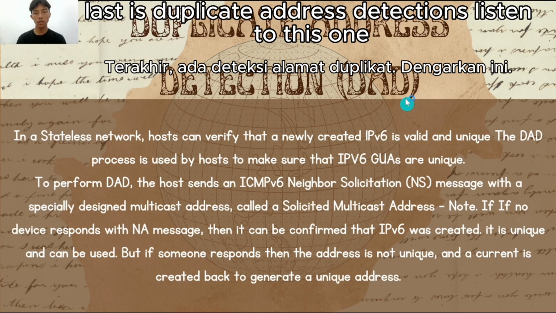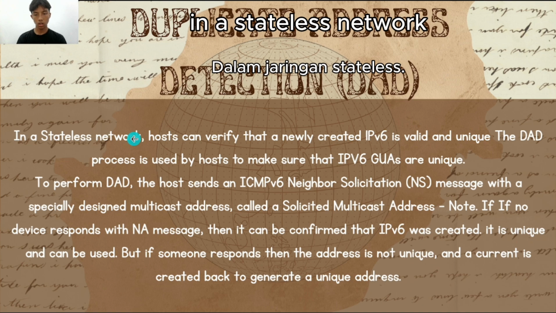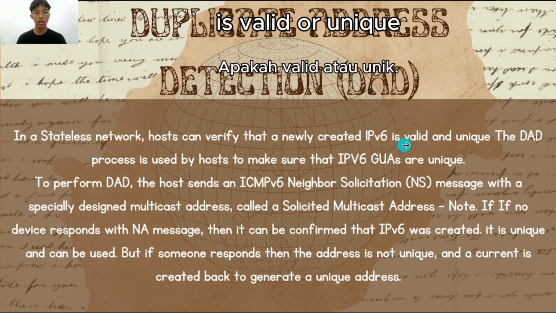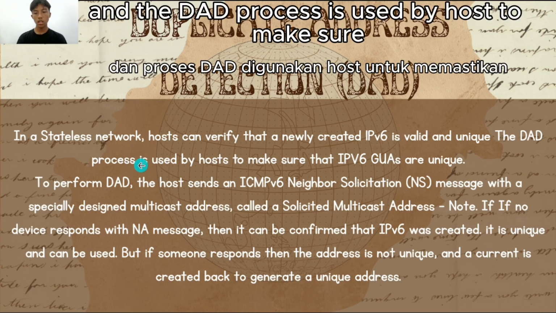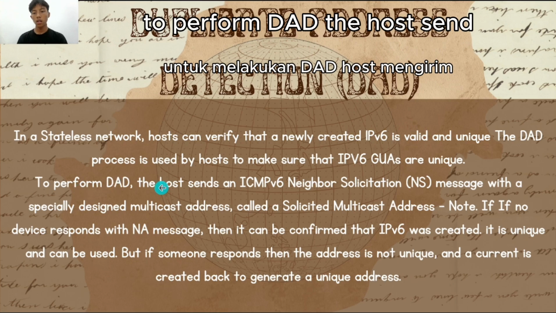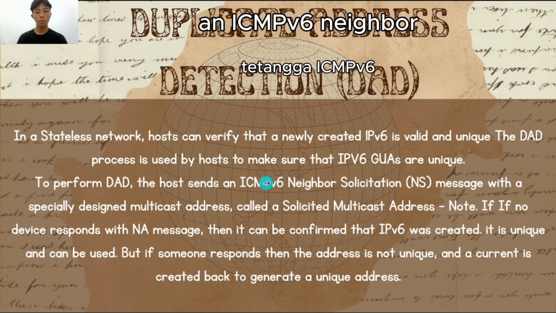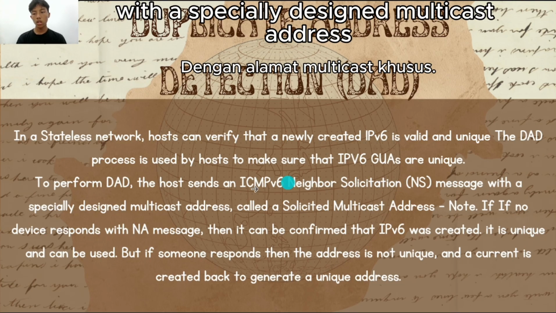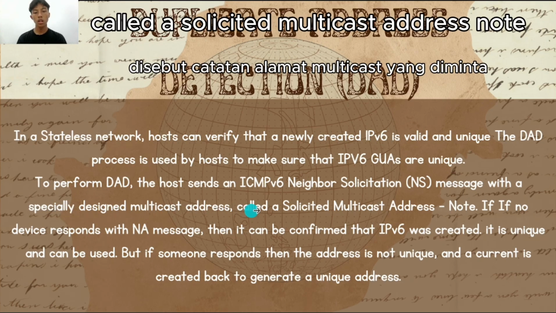Last is duplicate address detection. Listen to this one. In a stateless network, a host can verify that a newly created IPv6 address is valid and unique, and the DAD process is used by the host to make sure that IPv6 GUAs are unique. To perform DAD, the host sends an ICMPv6 neighbor solicitation, or NS, message with a specially designed multicast address called a solicited-node multicast address.